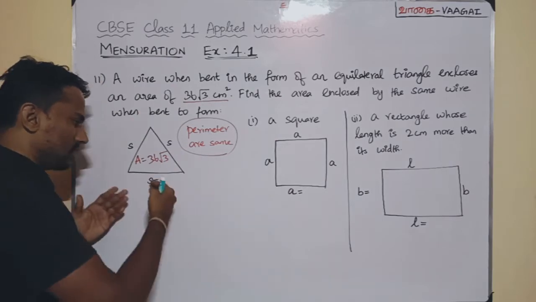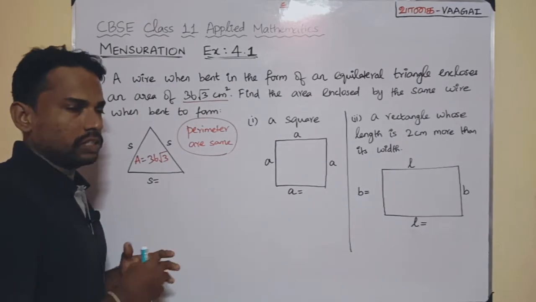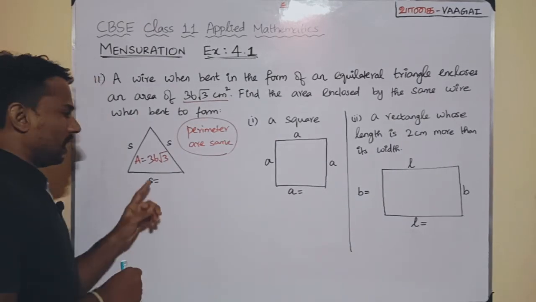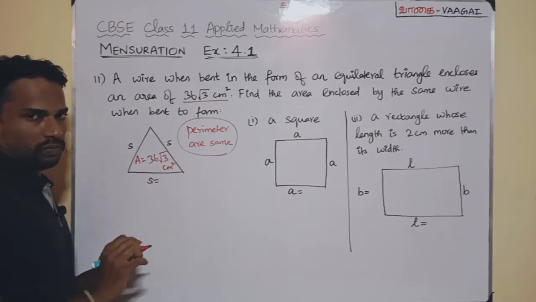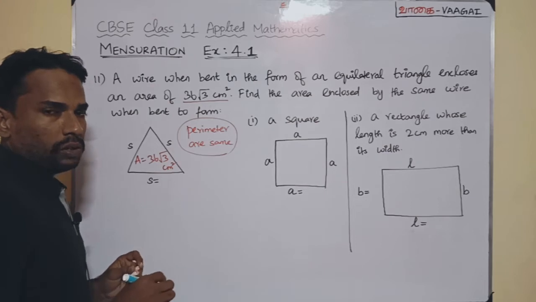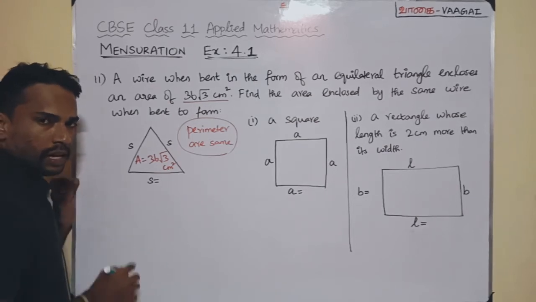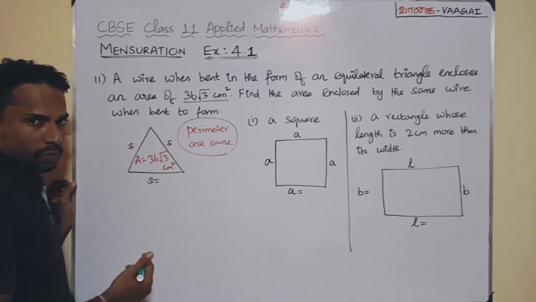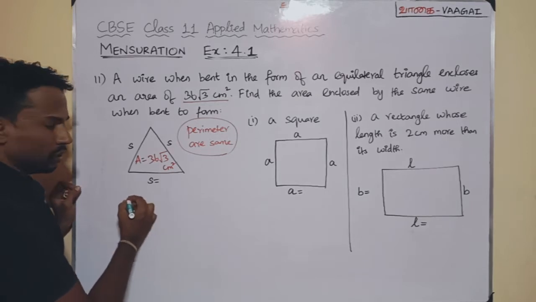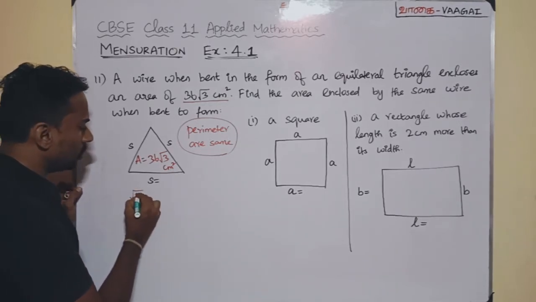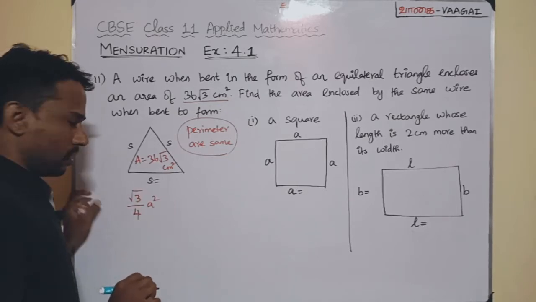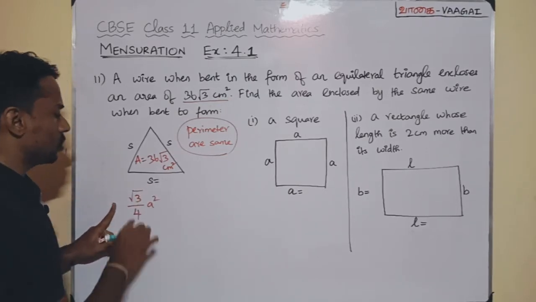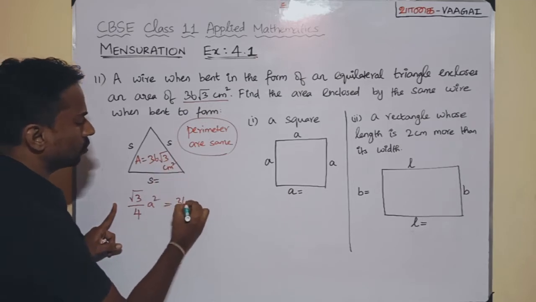First of all, we'll start with the equilateral triangle itself. Now what we know about this triangle is that the area is 36 root 3 centimeters square. This is what is given in the question. Now what about the area of an equilateral triangle? We already came across the formula, right? Area is going to be root 3 by 4 a square. So root 3 by 4 a square is the formula to calculate the area, and this is equal to 36 root 3.